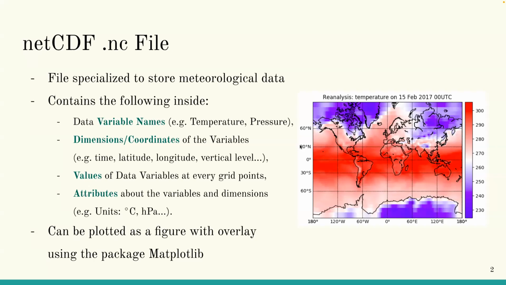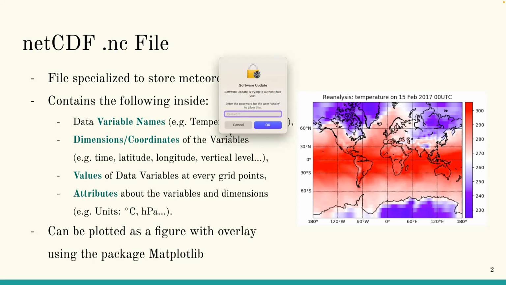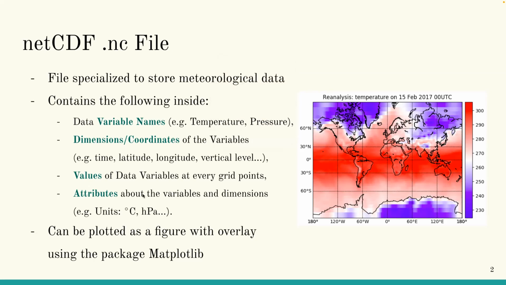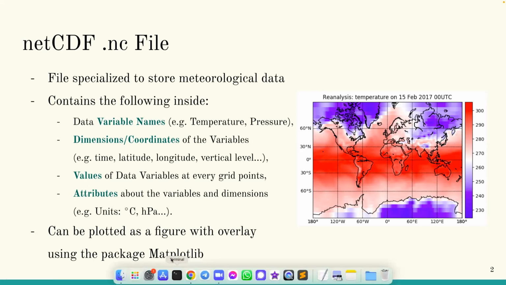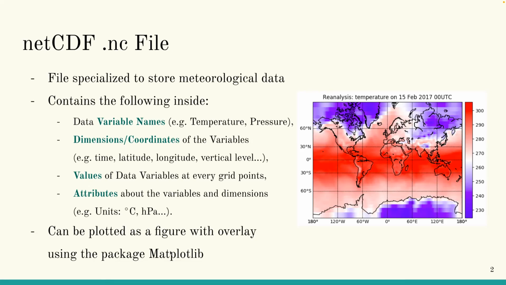For example, your temperature can be saved in Kelvin, right? Kelvin degree, or degree Celsius. So your attributes will store that, the units of your data. And with your NetCDF file, the data can be plotted as a figure. And we use Matplotlib. We'll get to that in a later part of this course.